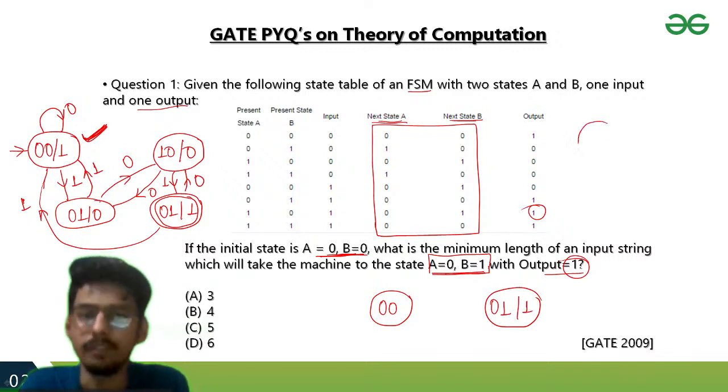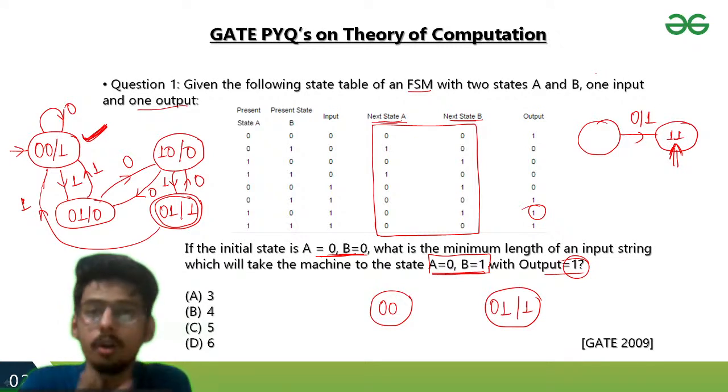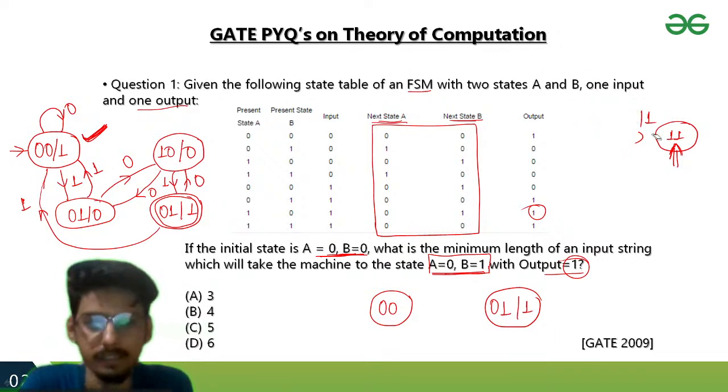It does not matter on which state. Let's suppose I am on some state, then on seeing 0 or 1, if I am not able to reach this state 1 1, there is no row through which I can reach 1 1. That means this state is not reachable because it is not present in this next state column, right? I hope this clears your query.